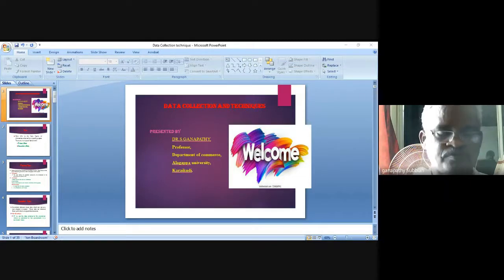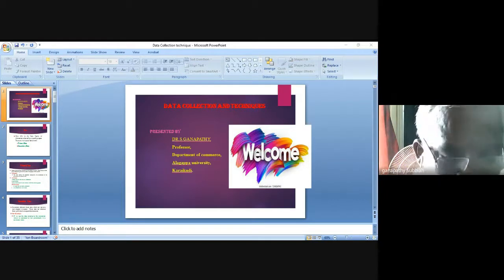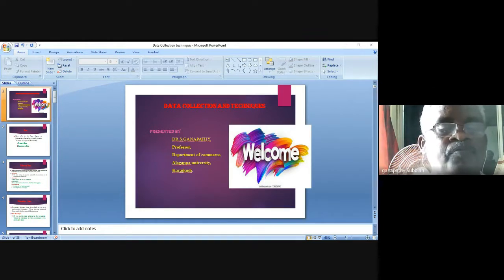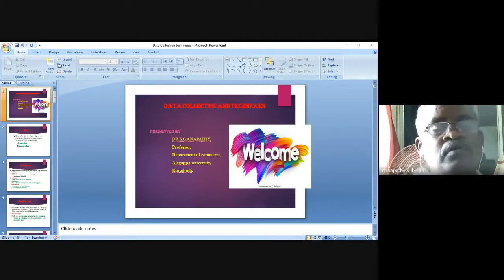Very good afternoon to all of you. I am very happy to meet you. This is the last session on the last day of the capacity building program on data analysis and research methodology in social science, organized by the Department of Commerce, Alagappa University, and sponsored by ICSSR, New Delhi.